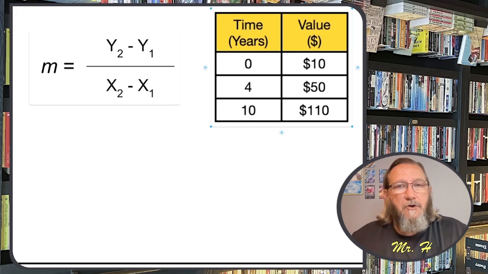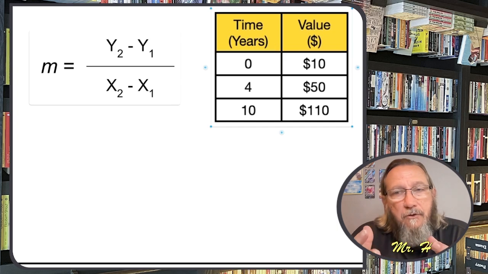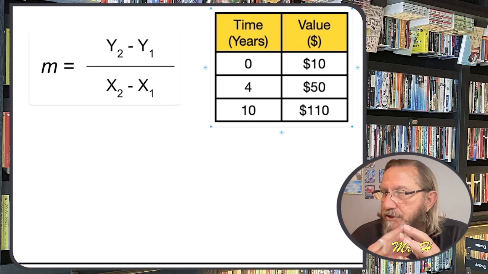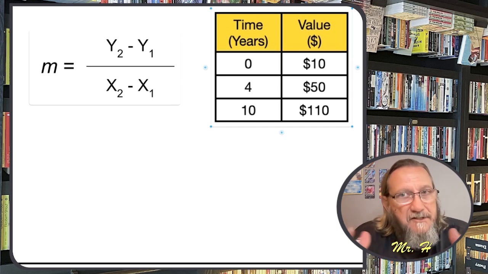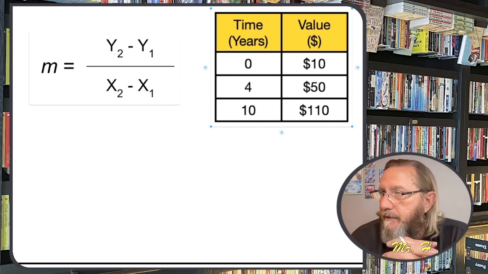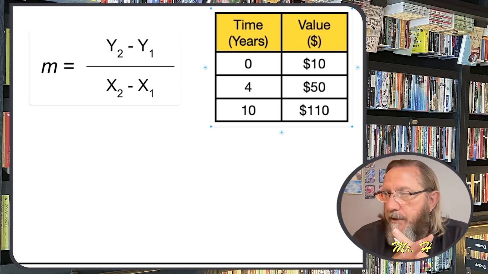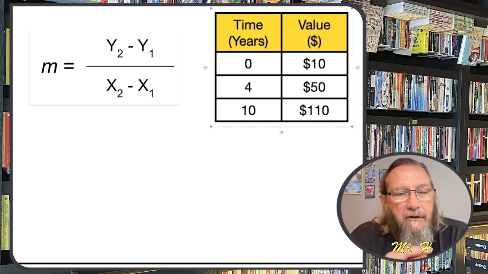Our first problem is going to involve a table. We've got some data here in this table. We're going to compare the value of a coin that you may have purchased at a coin shop. When you first purchased that coin, it was valued at $10. And you're going to hang on to that coin and keep that coin so that it increases in value over time. The projection is that in 4 years, that coin is going to be worth $50. And then in 10 years, the coin is going to be worth $110. That table of values, we want to calculate what is the rate of change for that coin value.